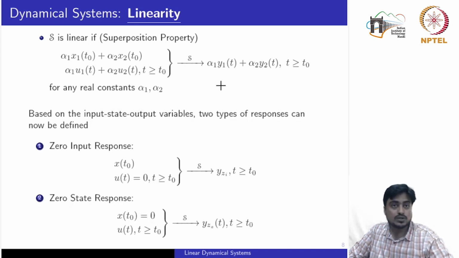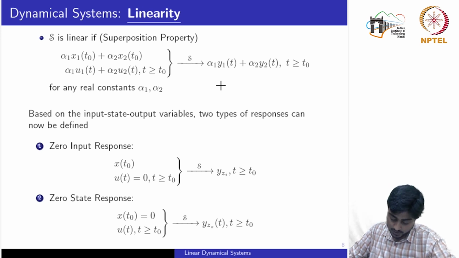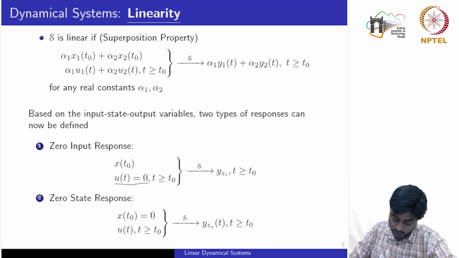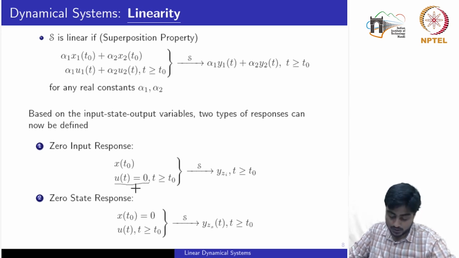Now based on the input state output variables, we will define two types of responses. First is the zero input response and second is the zero state response. So as the name suggests, in the zero input response we put u of t equal to 0 for all t greater than or equal to t naught, and for the zero state response we put the value of the state at time t naught equal to 0, and corresponding to these two responses we denote y of zi, that is the zero input response, and y of zs, the zero state response.